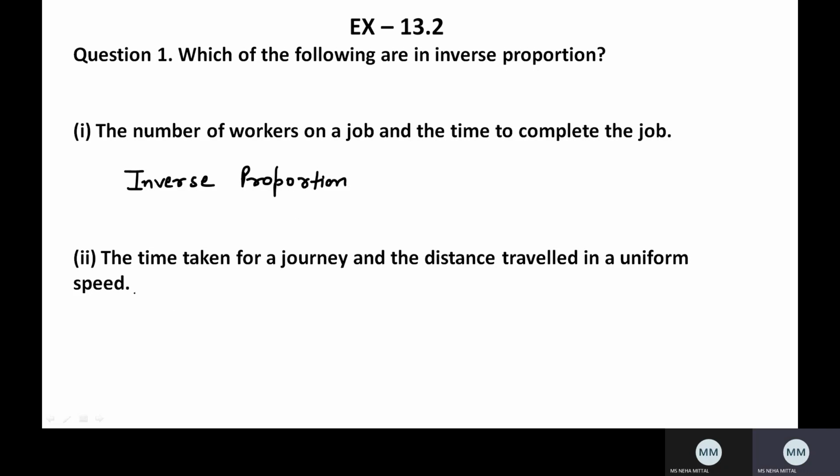Now, in the second case, the time taken for a journey and the distance travelled at a uniform speed. If we increase the time to 1 hour, then 2 hours, then 3 hours, the distance travelled will also increase. So this is not in inverse proportion, because as we are increasing the time, the distance travelled will also increase. So this is not in inverse proportion.